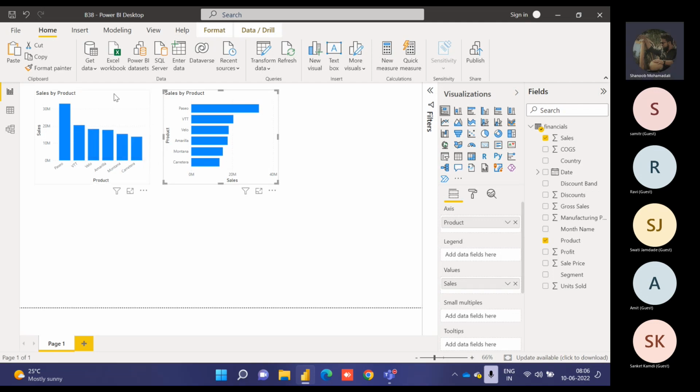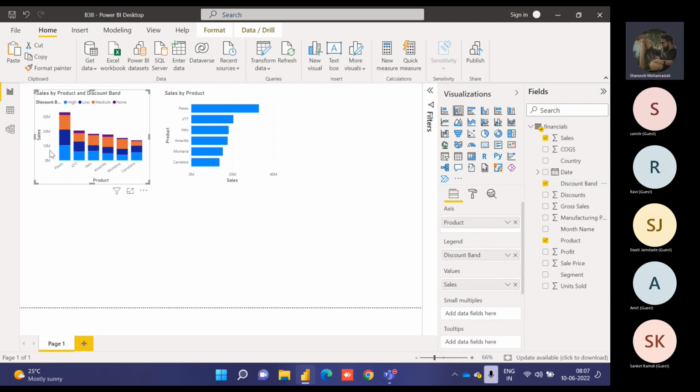So what is a stacked chart? Right now, let's say that I need the further distribution of these categories. So I have a total of sales for each of the products, right? Now, what if I need a further distribution of this total sales? Let's say I have some discount bands. If I add it to Legend, this is what it does. So it distributes the total of sales by the discount bands. What all discount bands do I have? High, low, medium, and none.